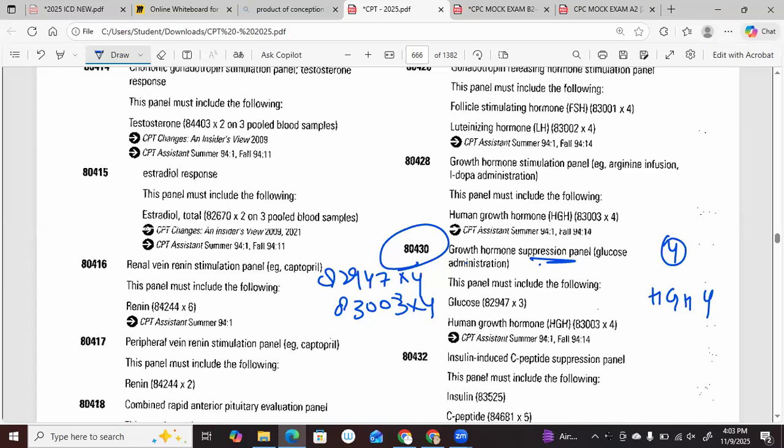Okay. So in this case, we have to code 80430 because this panel is completely performed. You have to remember one thing. Whenever there is a panel code and the complete panel has been performed, you have to bill the panel only. You are not going to bill the components separately. And for the additional glucose, because the panel only covers 3 glucose tests, you have to use 82947 separately. So we are going to bill 80430 and 82947. Clear?